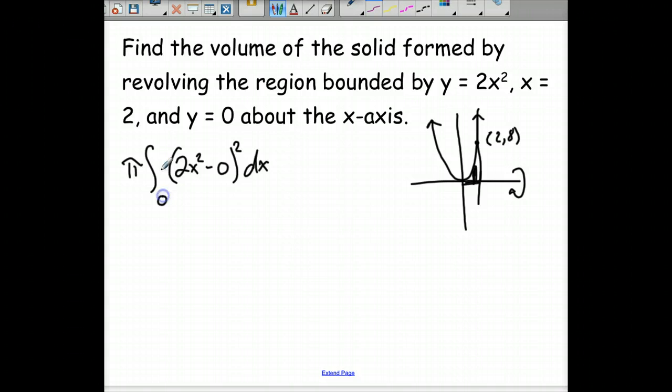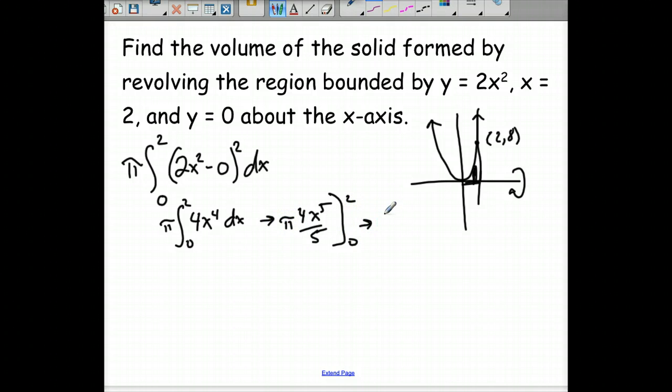So you see how you need to keep things straight in your head? That we're doing a disk method here. We don't have a hole, so we do top minus bottom and square the whole thing. We only square them individually when we have a hole in the center of our region that we're creating. So this is going to be 4x to the 4th, and we're integrating that from 0 to 2. So it's going to be 4x to the 5th over 5 from 0 to 2.